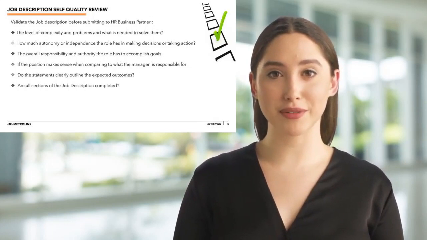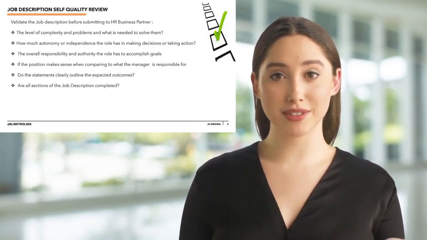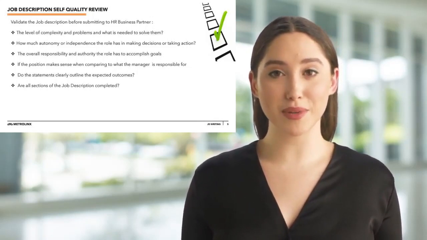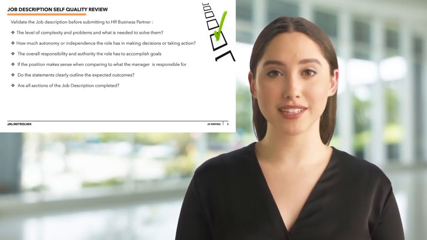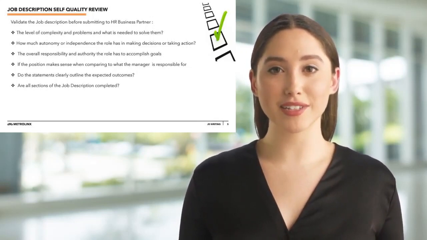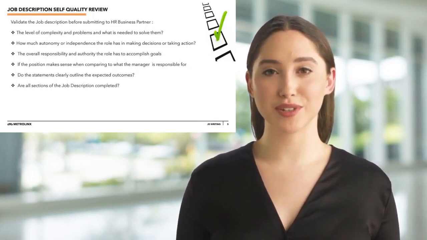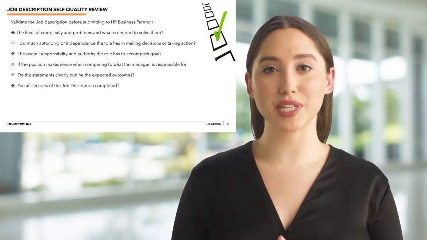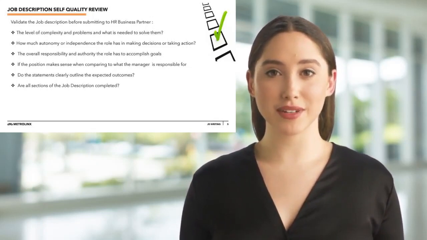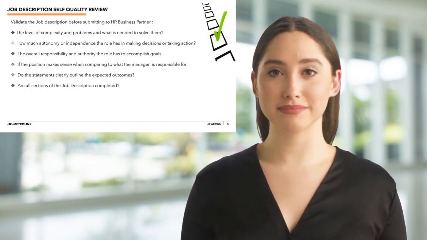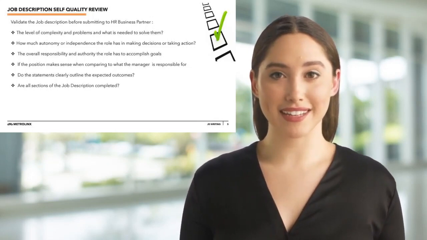You can look back at your JD with the following self-reflection questions and see if your JD accurately captures the level of complexity and problems and what is needed to solve them. How much autonomy or independence the role has in making decisions or taking action. The overall responsibility and authority the role has to accomplish goals. If the position makes sense when comparing to what the manager the role reports to is responsible for. Do the statements clearly outline the expected outcomes? Are all sections of the job description completed? Heading, title, business unit, etc.